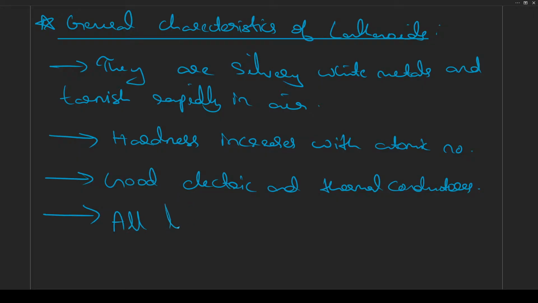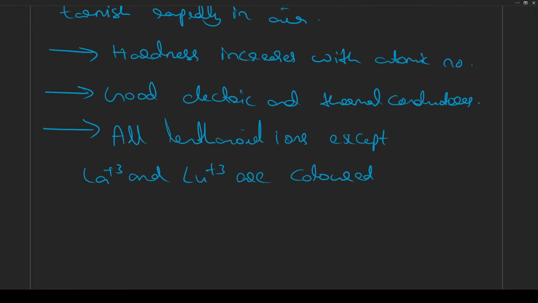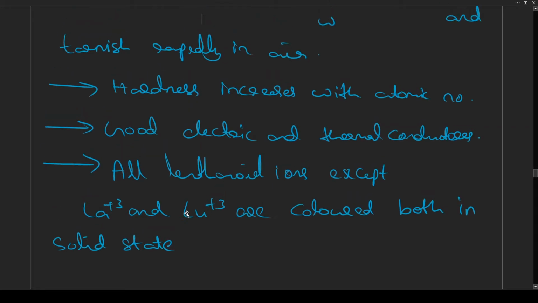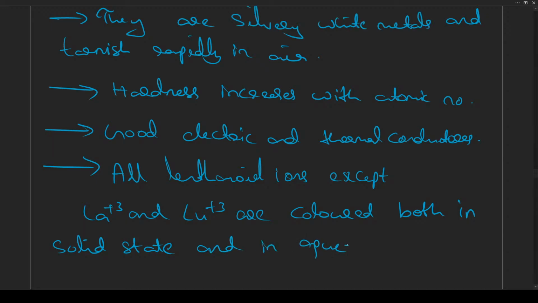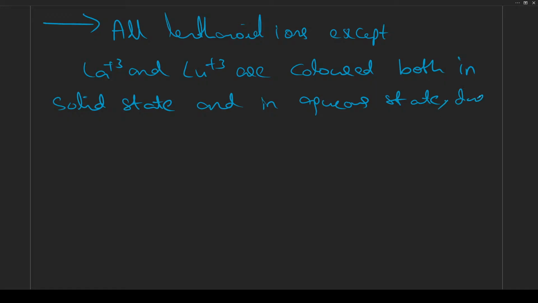All lanthanide ions except lanthanum +3 and lutetium +3 are colored, both in solid state and in aqueous state, due to the presence of electron in f orbital. Lanthanum +3 and lutetium +3 are not colored because they have no unpaired electrons.